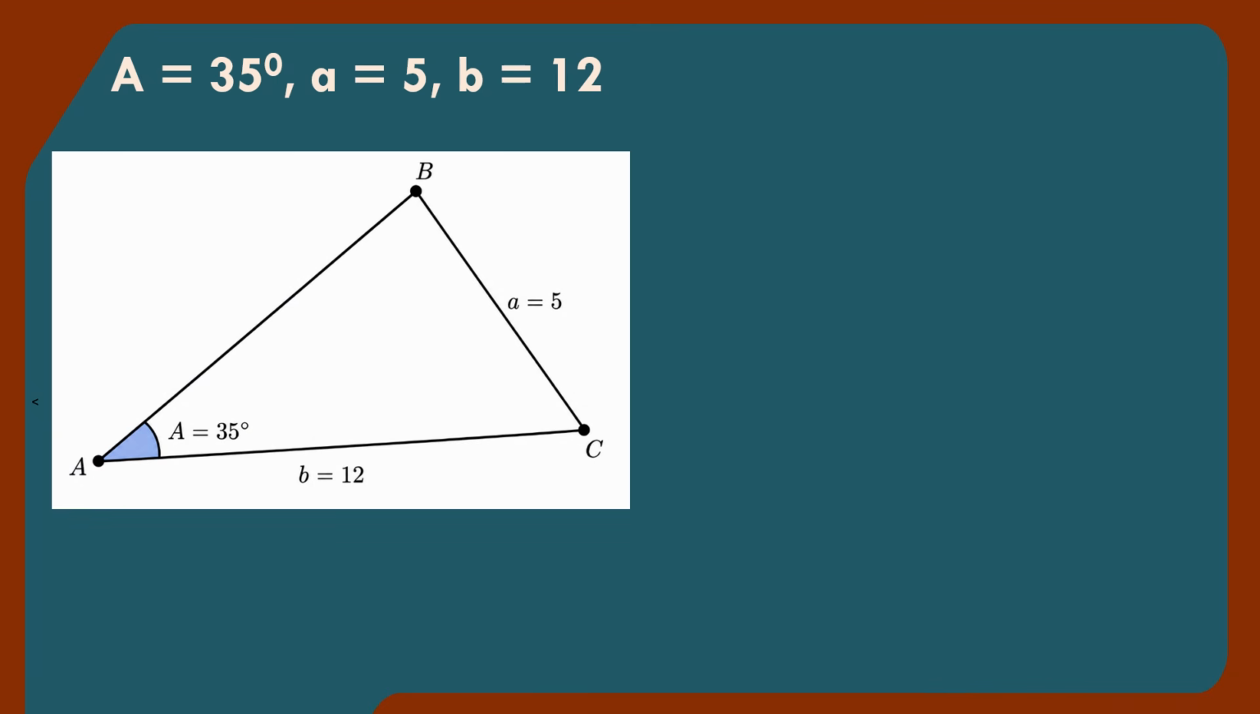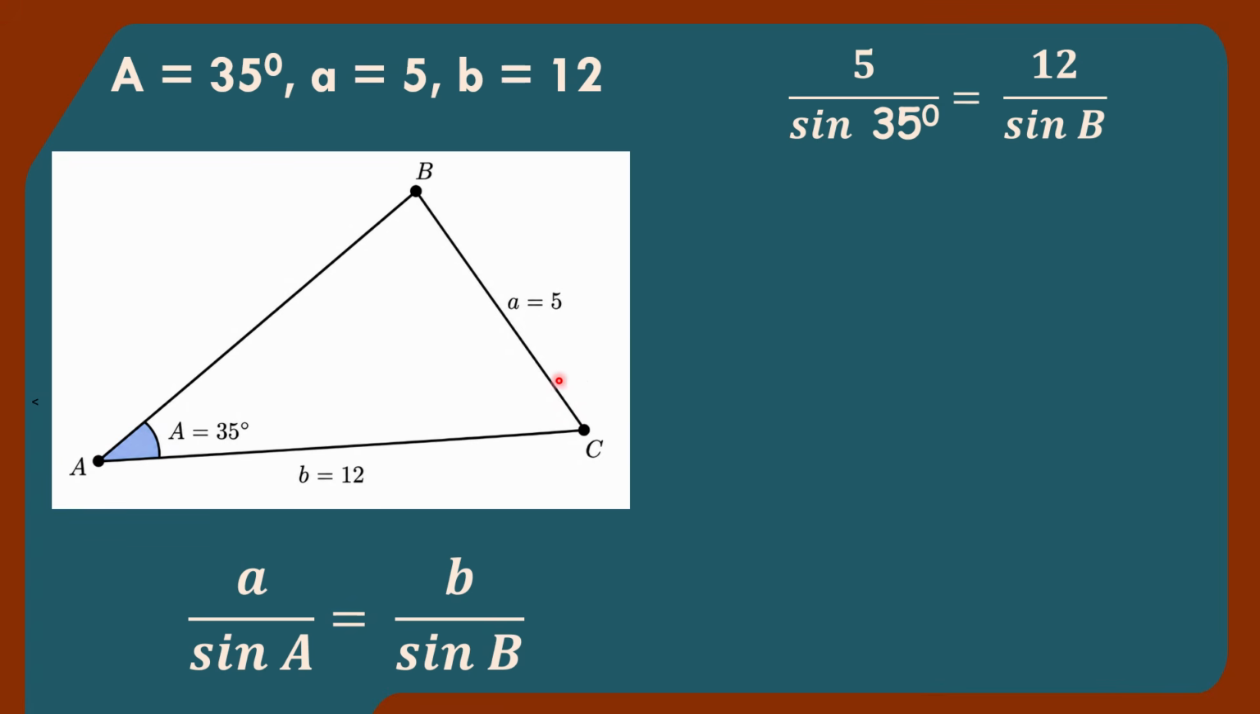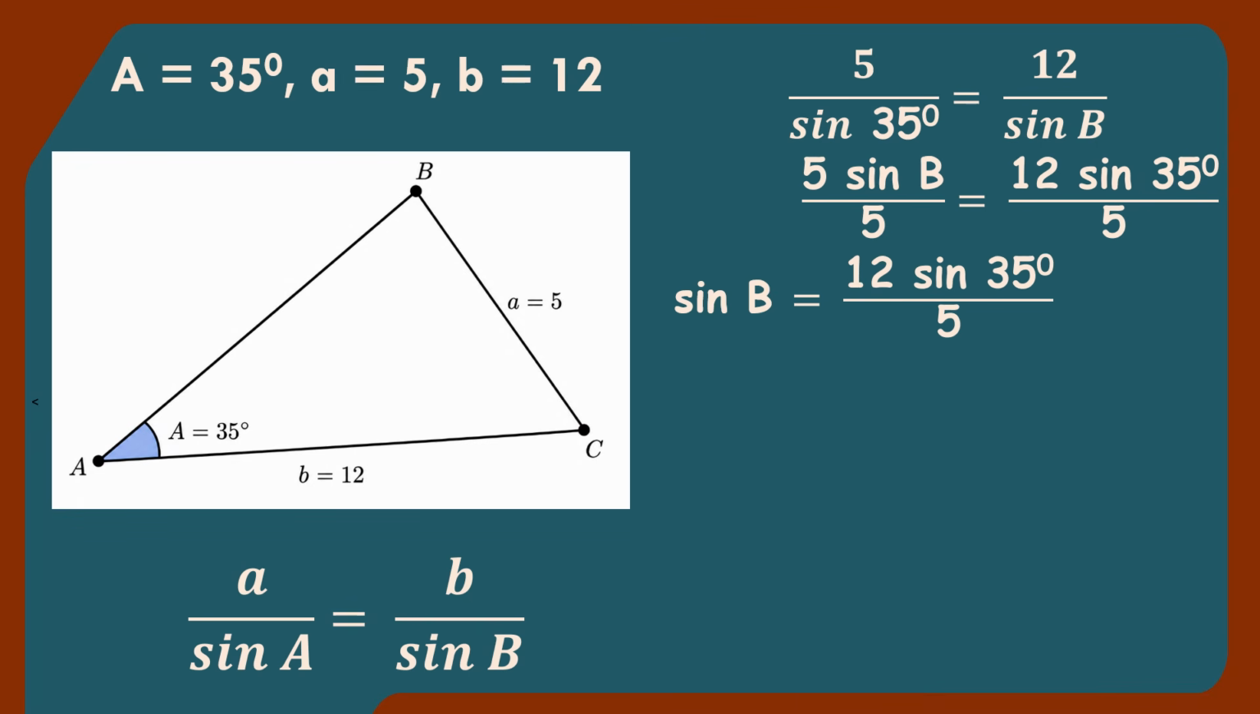Fifth example, we have angle A is 35 degrees, side A is 5, side B is equal to 12. The formula: a over sine A is equal to b over sine B. Let us replace all the values in the given equation. So side A, 5 over sine 35 degrees is equal to 12 over sine B. So 5 times sine B is equal to 12 sine 35 degrees. So 5 sine B is equal to 12 sine 35 degrees.